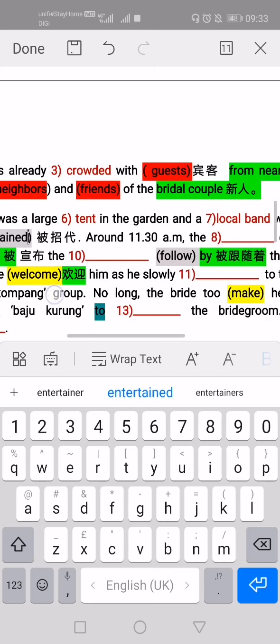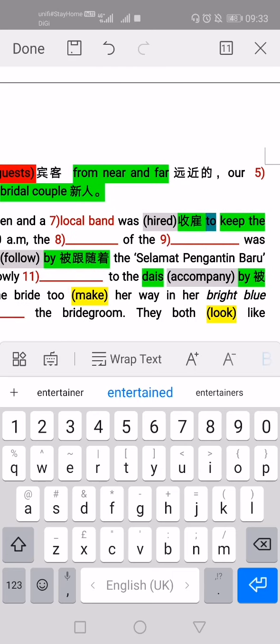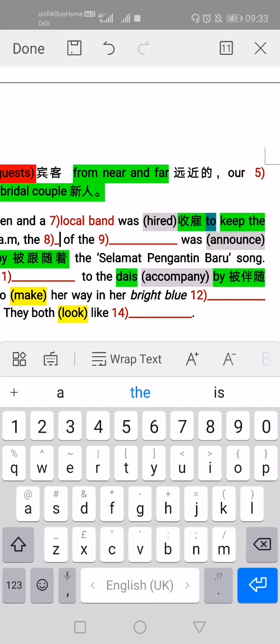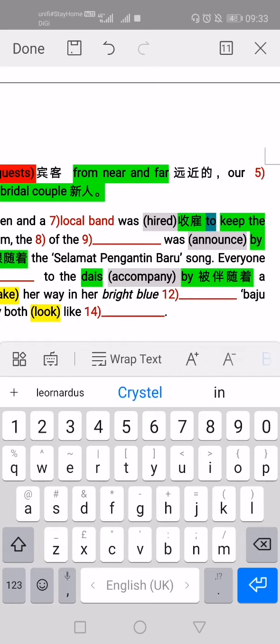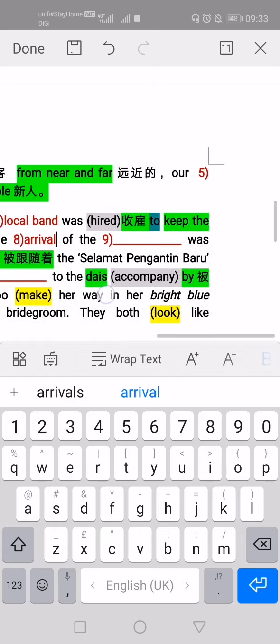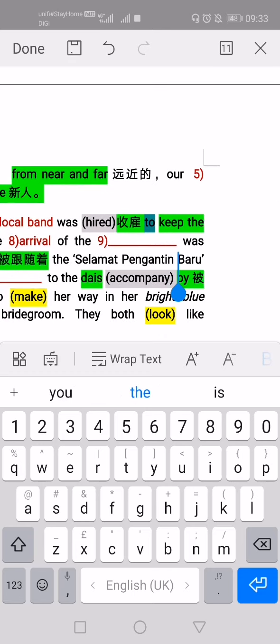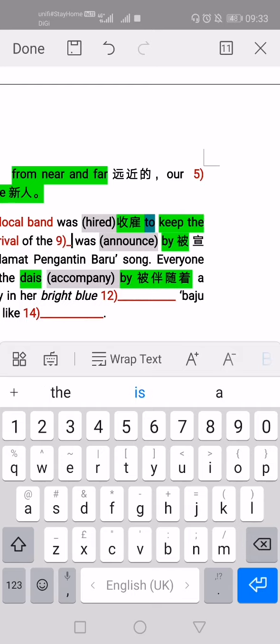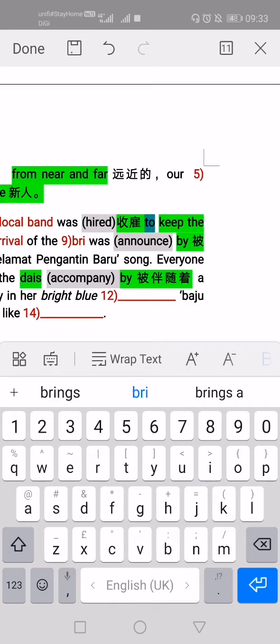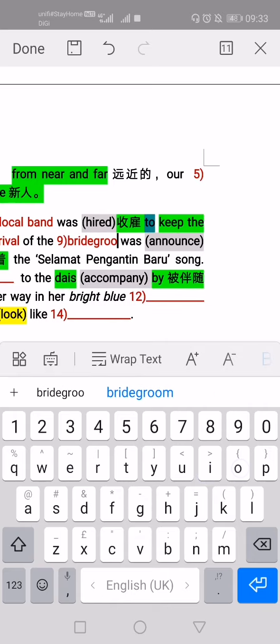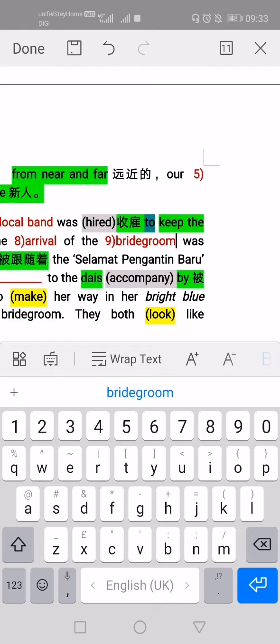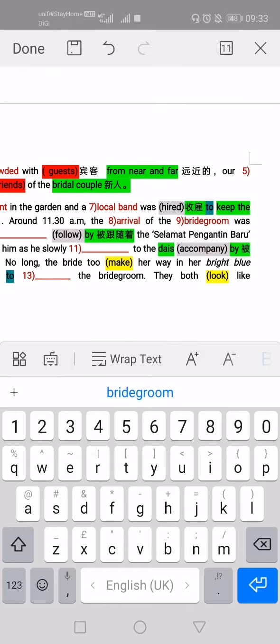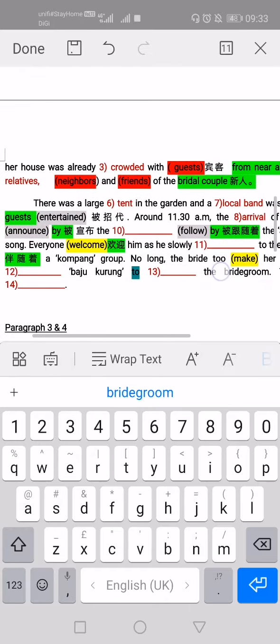Next, around 11:30 a.m. the, 我们讲那个人抵达, that person arrived. So change to noun, 名词, the arrival. The arrival of the who come. Who come? Okay, we don't say bride, right? Who come into the wedding? We say bridegroom. Okay, so bridegroom. Remember, bride is for the lady. Bridegroom is for the guy. Bridegroom was announced.